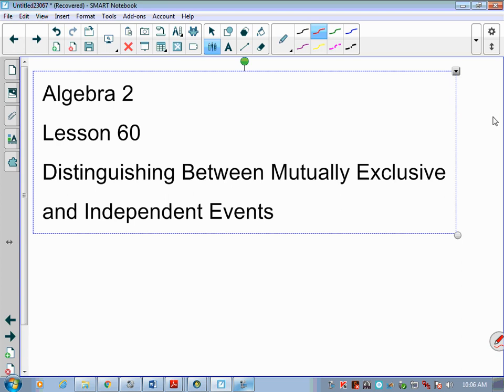Algebra 2, Lesson 60. What we're talking about today is distinguishing between mutually exclusive and independent events. There's going to be some terminology that needs to be read, and some boxes with information in them that isn't going to make a whole lot of sense just as you read it. It's going to make more sense as we look at examples and answer questions as we talk about things that are mutually exclusive, that really don't have any connection with each other, and independent events.